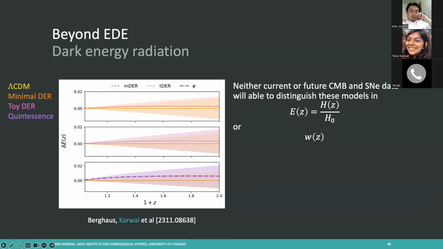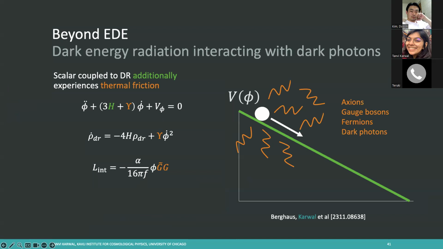So then we started thinking about, well, if we can't see the difference between this dark radiation and just dark energy with cosmological data, what if we looked at it in particle experiments? So then we started thinking about what kind of dark radiation bath particles we can have. So we still have axions in our radiation bath, which is just the scalar. We have the gauge bosons, which form the main interaction term in the Lagrangian. And then we have either just dark photons or fermions and dark photons.